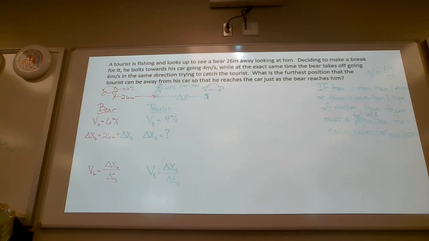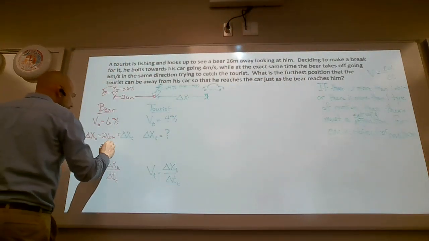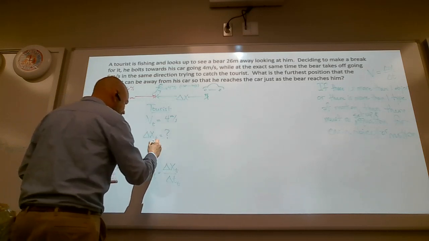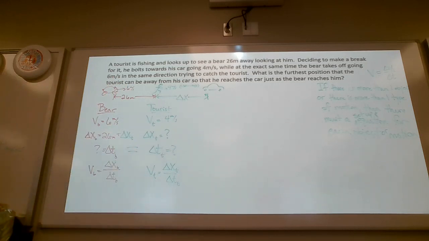Do we know what that is? No clue. We do know they're equal, and that's something. Be okay with not having a value, but having a relationship. I don't know the number, so just put down something. So we have time for the bear, I don't know what that is. Time for the tourist, I don't know what that is either. But you do know that they're equal. And that's a good connection. That's the setup.